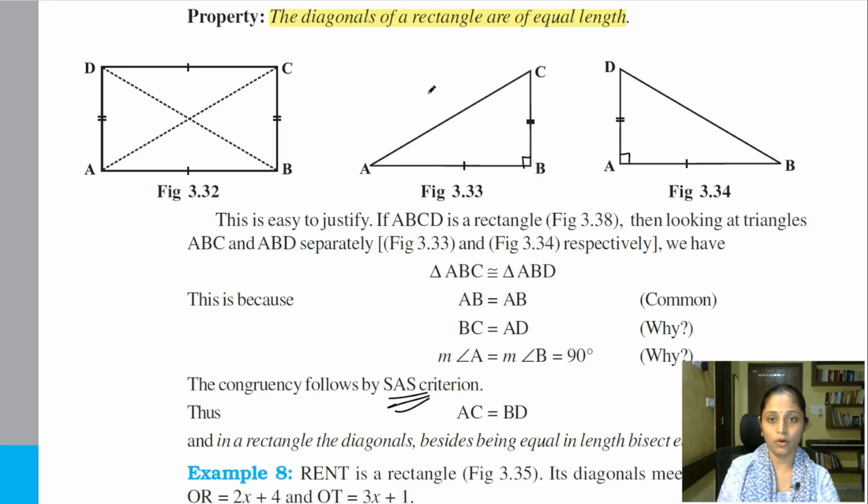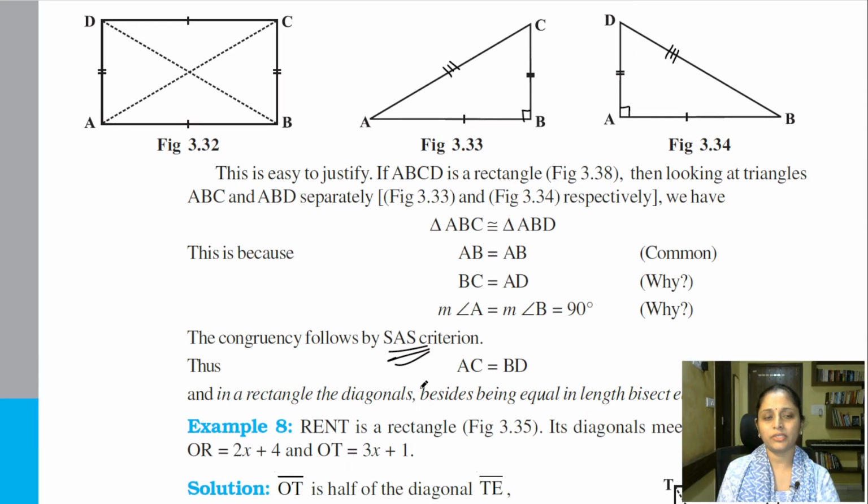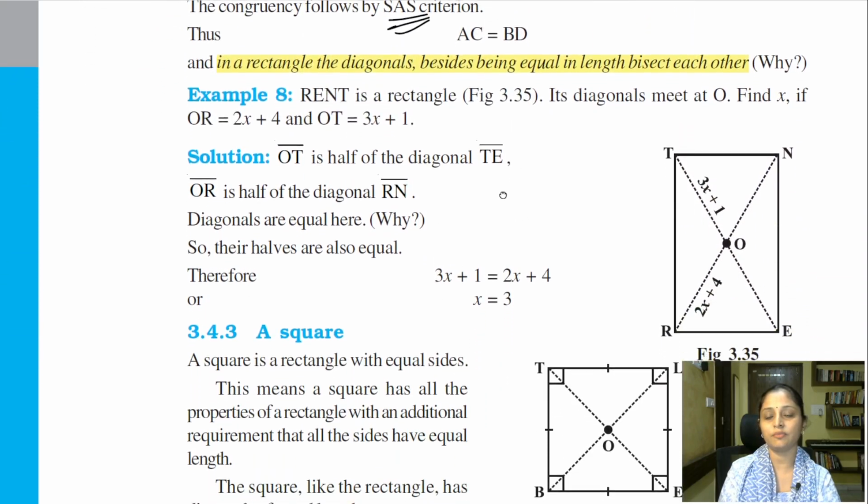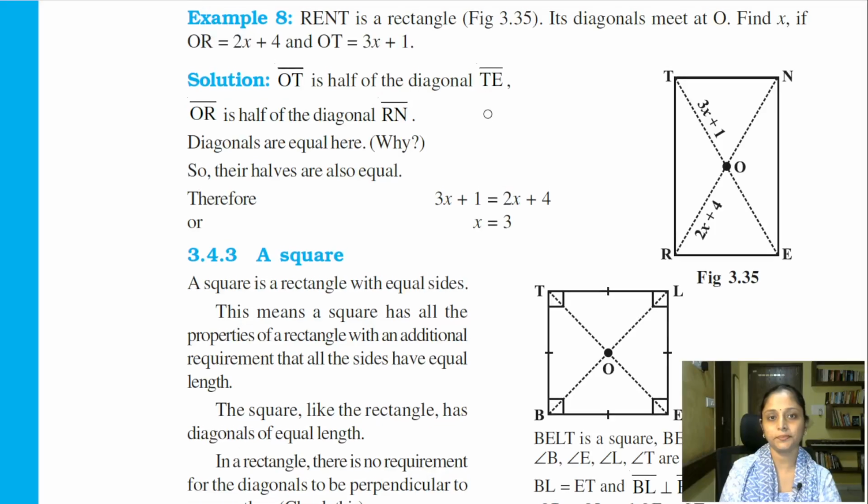Now if they're congruent, I can conclude that the third side is of equal length, so AC is equal to BD. That means the diagonals are of equal length. Okay, and they're saying they bisect each other. This we already know because in a parallelogram itself the diagonals bisect each other. So in a rectangle, naturally they are going to bisect each other. They're asking why. That is the reason, because we know that in a parallelogram the diagonals bisect each other, right? So that is about a rectangle.